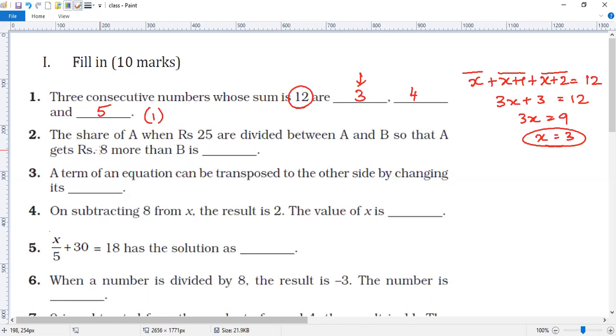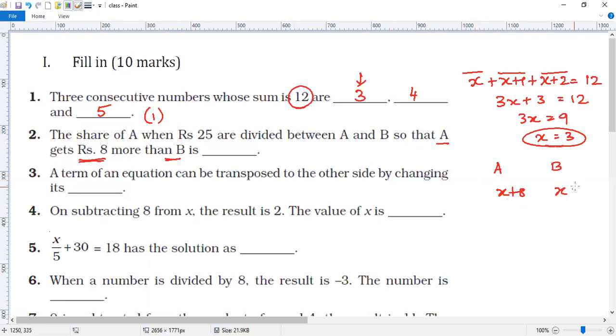Okay. See, share of A when 25 is divided between A and B. So how is 25 getting divided? One part is given to A. So I can assume A is getting a share of X rupees. Fine. And what is the share of B? B is getting 8 less, or we can say if it is X for B, then X plus 8 is for A. Correct? So that A gets 8 more than B.